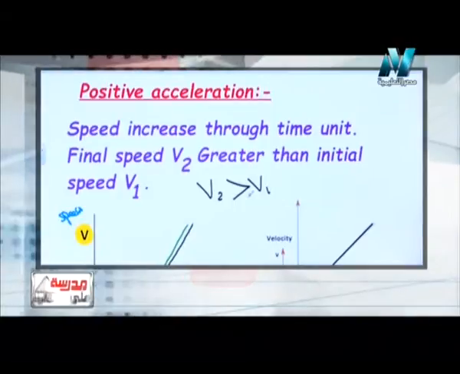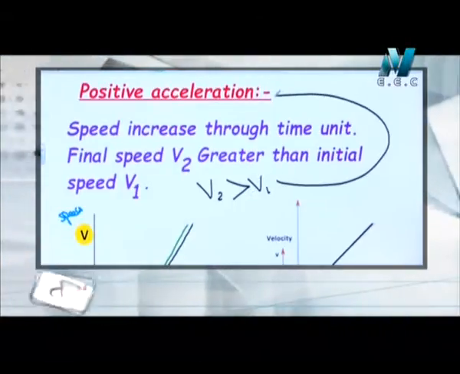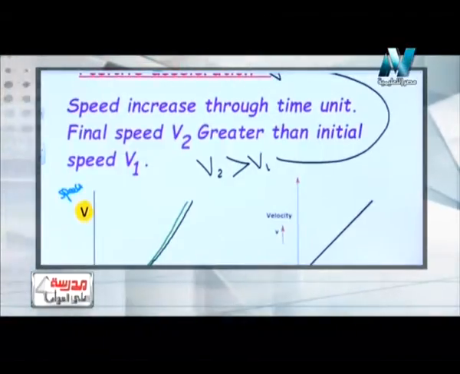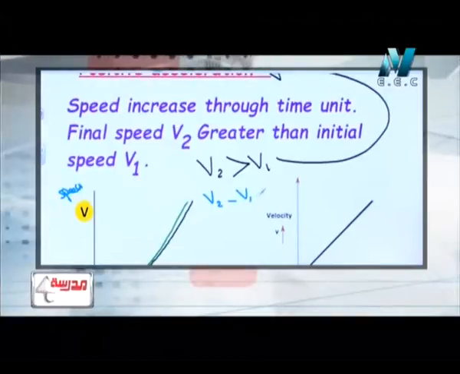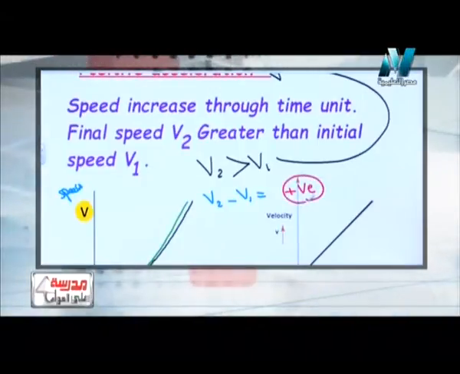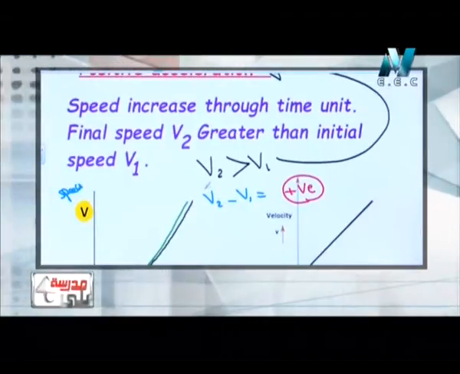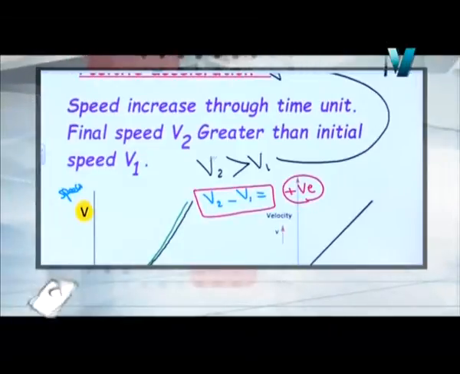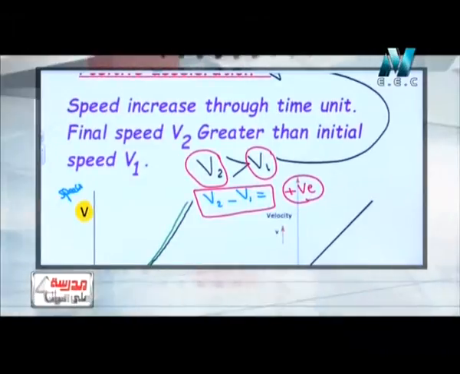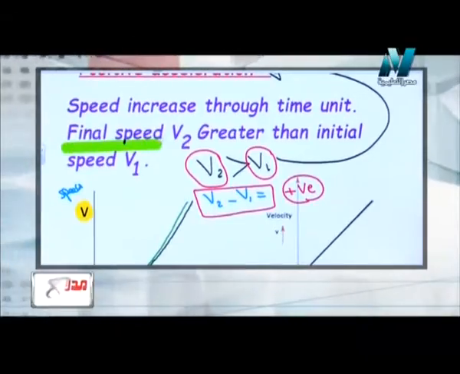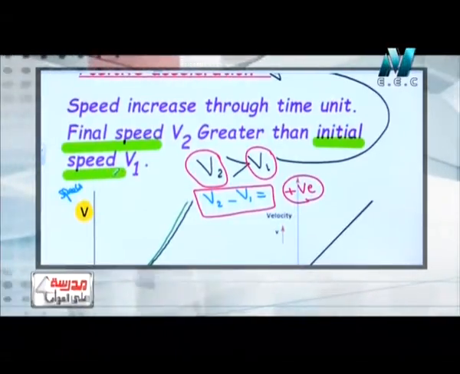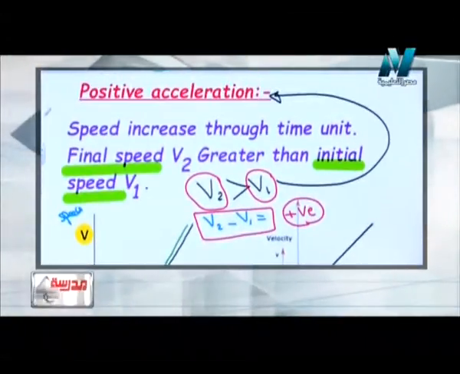V2 is greater than V1. So this acceleration is positive, because we find the subtraction, as we know, V2 minus V1. So the value here should be positive. The result here is positive. Why? Because we take the subtraction between V2 and V1, and at the same time we know V2, which means final speed, is greater than V1, the initial speed. So we can now describe the positive acceleration, or increasing acceleration.